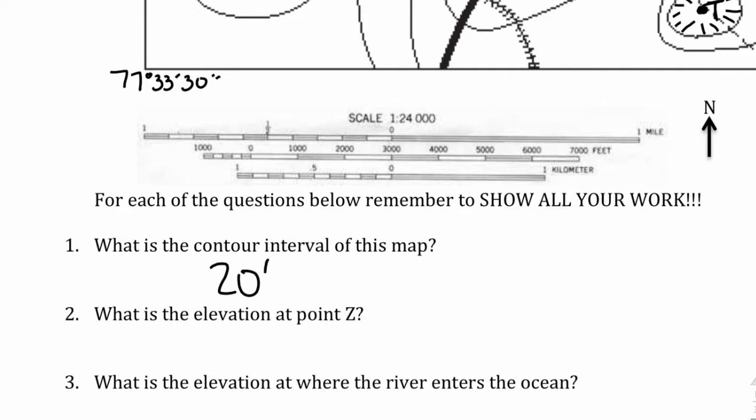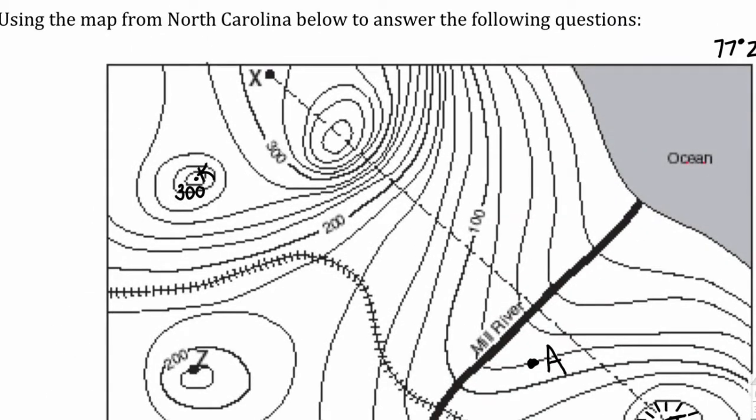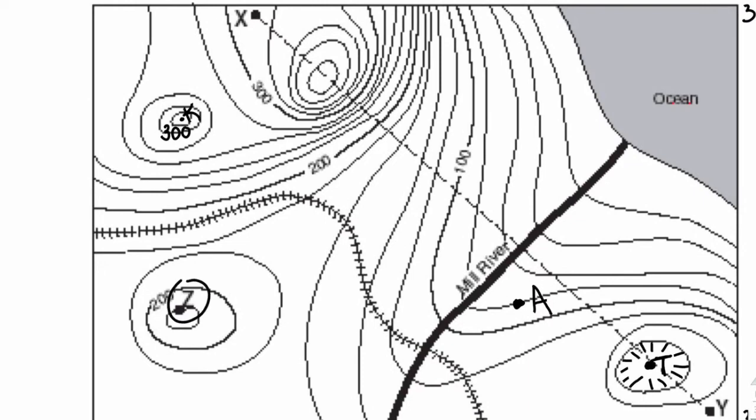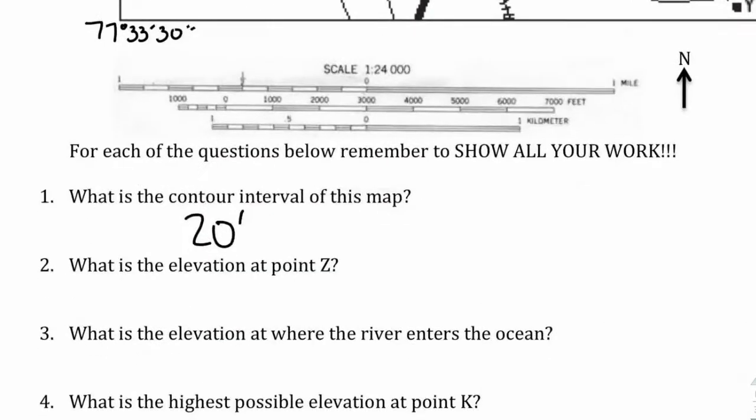Then it says, what's the elevation at point Z? So I need to find point Z. I see it right here. It's right on a line. It's going to be 220 feet.